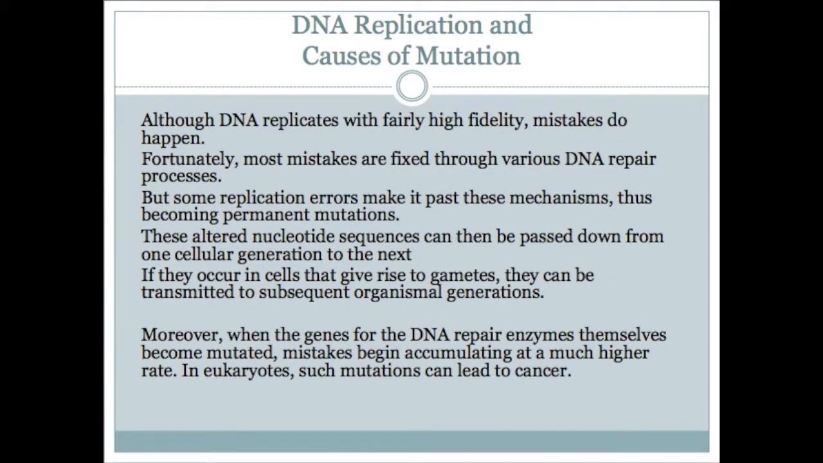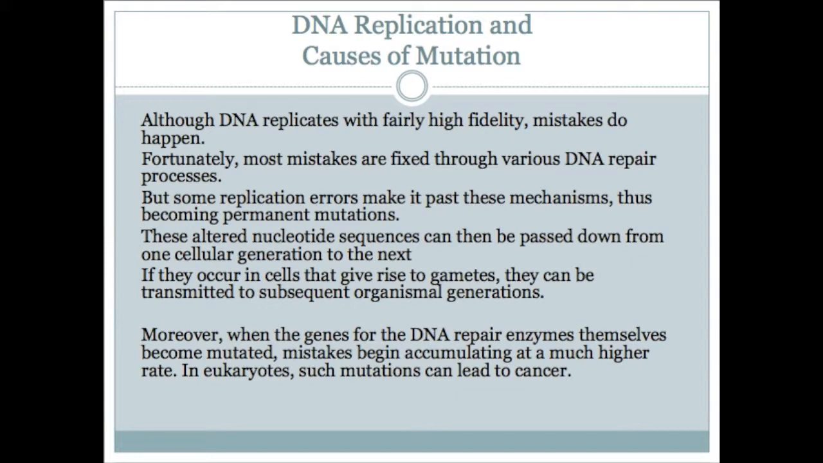DNA replication and causes of mutation. Although DNA replicates with fairly high fidelity, mistakes do happen. Fortunately, most mistakes are fixed through various DNA repair processes. But some replication errors make it past these mechanisms, thus becoming permanent mutations. These altered nucleotide sequences can then be passed down from one cellular generation to the next. If they occur in cells that give rise to gametes, they can be transmitted to subsequent organismal generations.